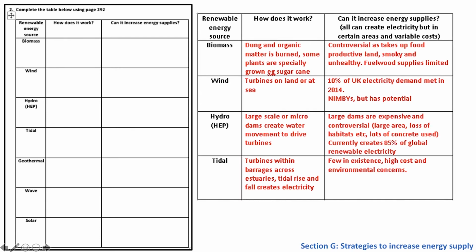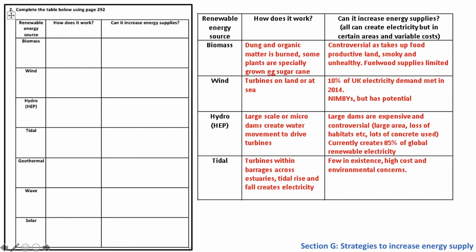Hi and welcome back. So let's take a look at the first 4 types of renewable energy source. The first one that we've got is biomass, which is dung and organic matter which is burned. Some plants are especially grown, for example sugarcane, to do this. It can be a bit controversial as it takes up food productive land, and it can be smoky and unhealthy.